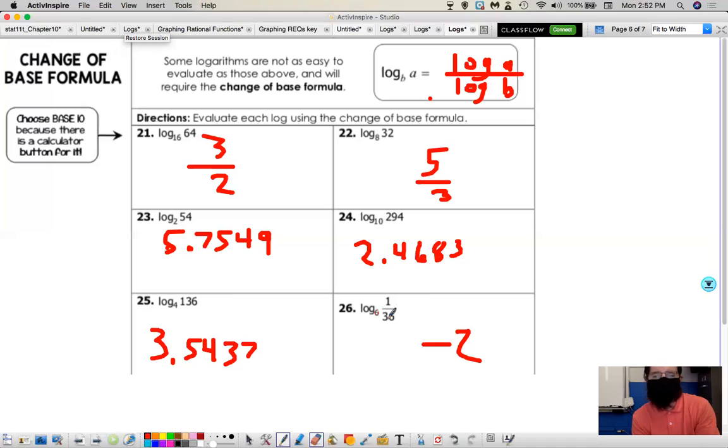6 and 1 over 36. It's a fraction, so we're going to reciprocate it. That's a negative. 6 to 36, that's squared. And that's it, guys. Nice and easy lesson. Do the practice. Tomorrow, we're going to learn how to use these properties of logarithms. So practice these so you know how to deal with these guys. See ya.